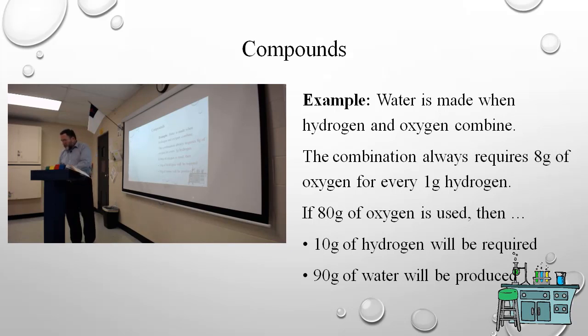So, the law of definite proportions, and I'll go back to this repeatedly, but you need to be able to understand how to come up with the perfect recipe. In the case of water, it's 2 hydrogen atoms and 1 oxygen atom makes 1 water molecule, H2O. And if I have 8 and 1 for the mass, if I use 80, I need 10, and it makes 90.